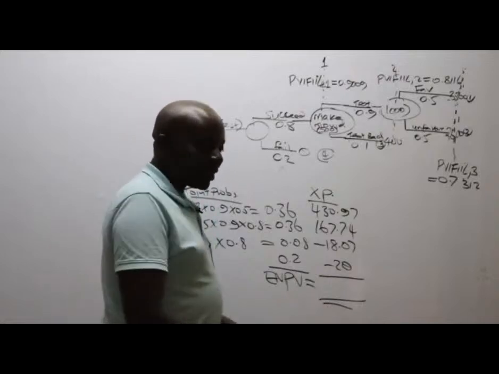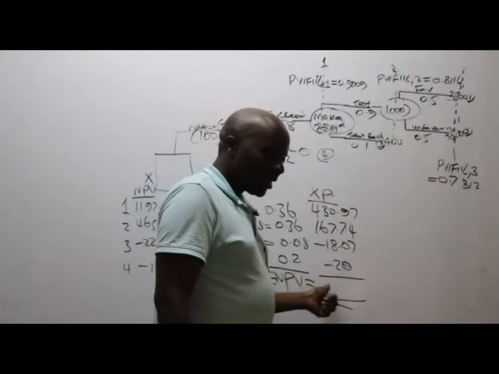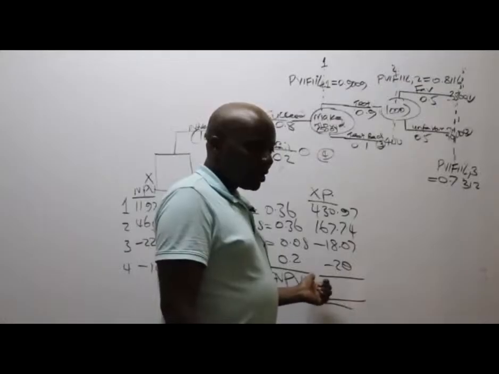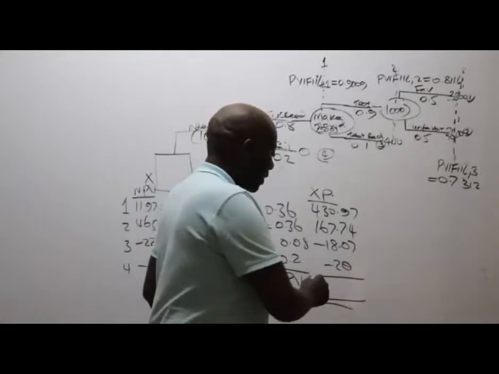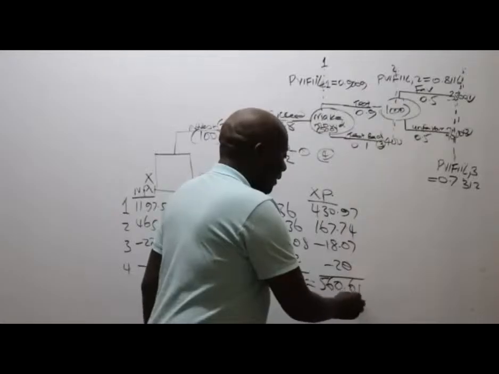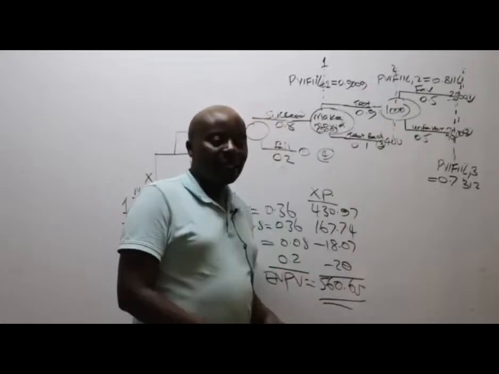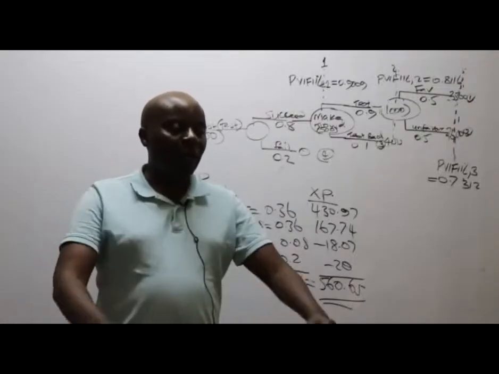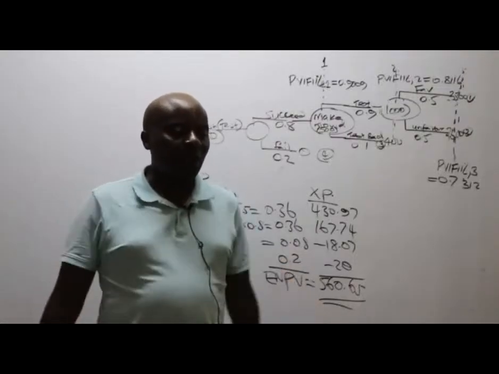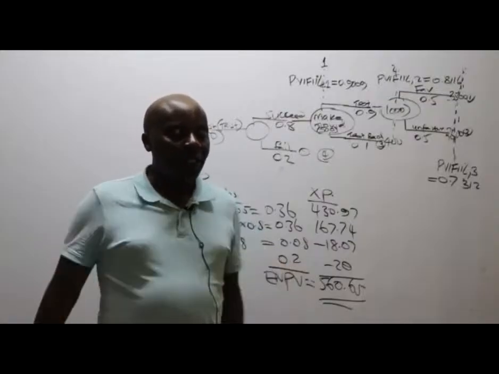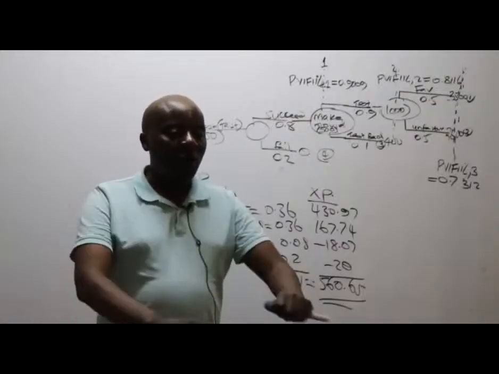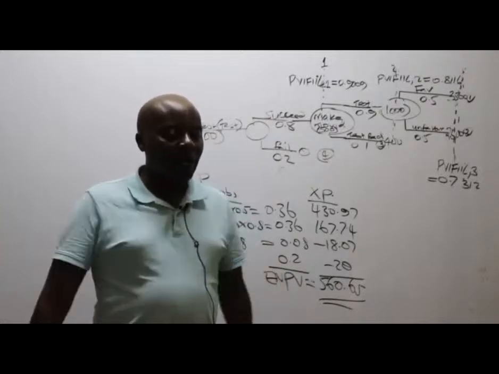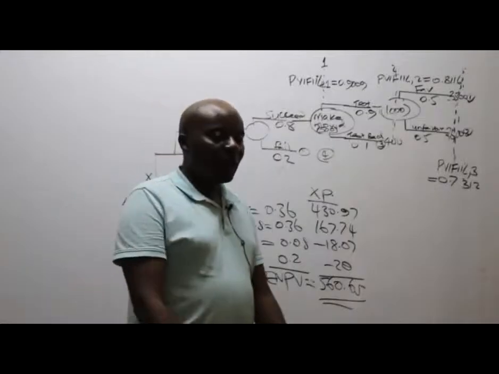Right. So then the expected net present value, somebody is giving me the last figure here. What figure are we getting here? 560.65. That tells us that this project is viable. This project is viable.